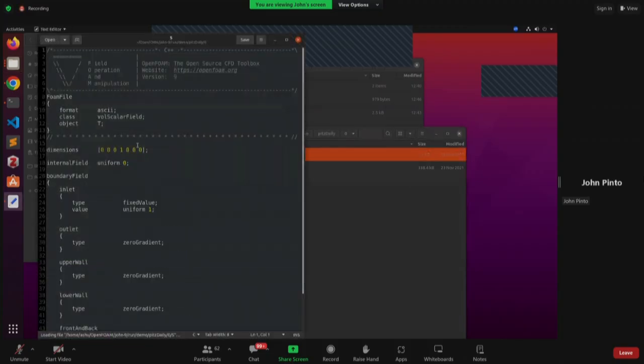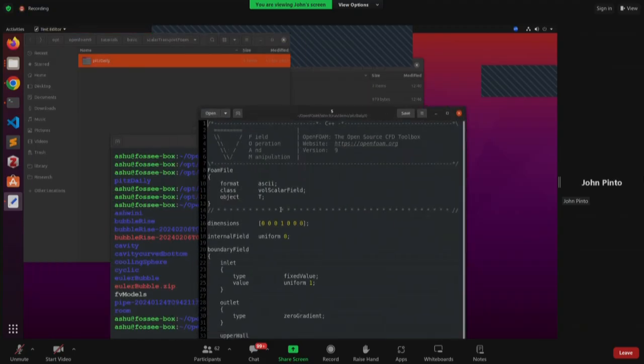Not only that, inside, it is written in ASCII format. It is a volScalarField and the object is T. Instead of that, I will change the object to S. Then dimensions. My scalar is dimensionless. So here is where you can specify the dimensions.